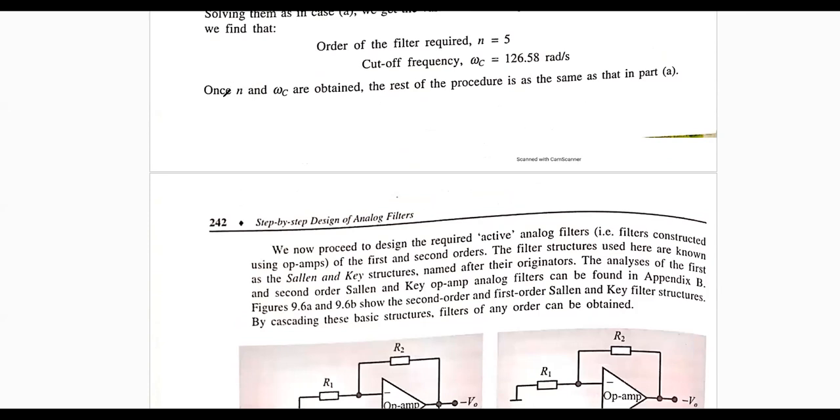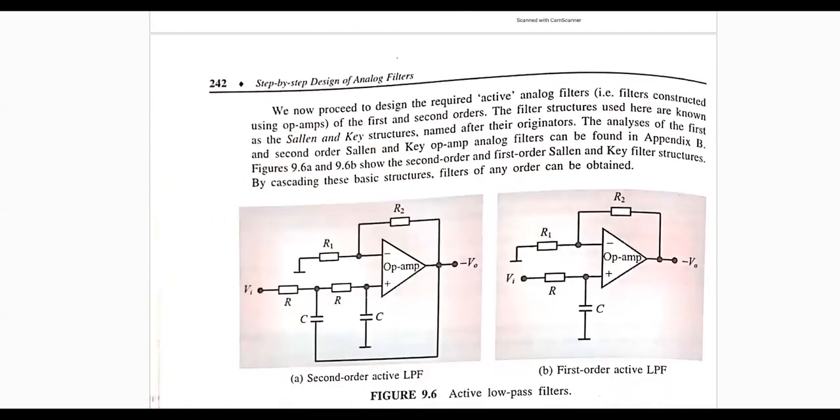Whenever we have found the values of n and omega c, we need to follow the same process. What is the second step? The second step is we need to find the pole locations. Based on even functions and odd functions, how to find the pole locations, we have already discussed in the last class.